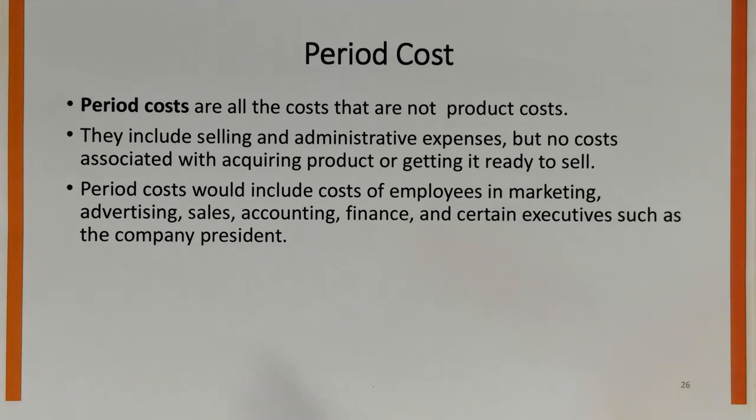So period cost would include the cost of employees in the marketing department, advertising, sales, accounting, finance, and certain executives. It would also include rent on our stores. That's a sort of a selling expense, advertising cost, and the like. So any cost for a merchandiser, aside from the cost of acquiring its products and getting them ready to sell, would be part of period cost. Now, why do we call it period cost? Well, period costs are expensed in the period they're incurred. So unlike product costs that are put into inventory and expensed as the products are sold, period costs go directly to the income statement as expenses in the period incurred. So there's a big difference from an accounting standpoint, and that makes it important for us.